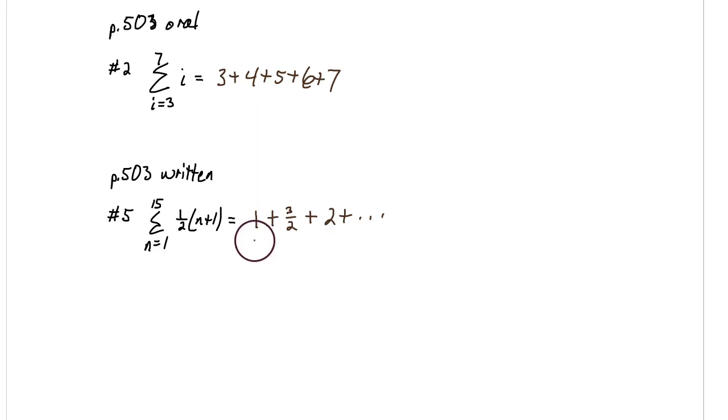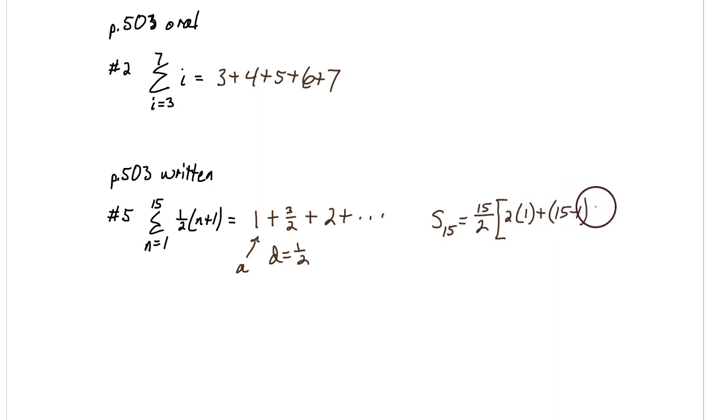This is an arithmetic series. a is 1, and d is 1/2, because you're adding 1/2 each time to get to the next answer. So let's find the sum of 15 terms. Put in 15 for n, put in 1 for a, put in 15 for n, and put in 1/2 for d. And then evaluate this answer. The result is 67.5.